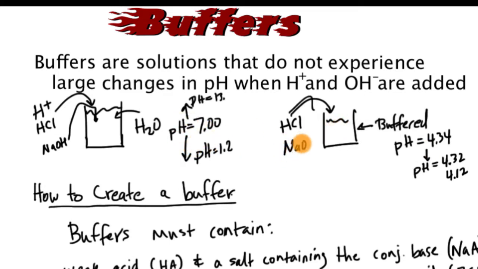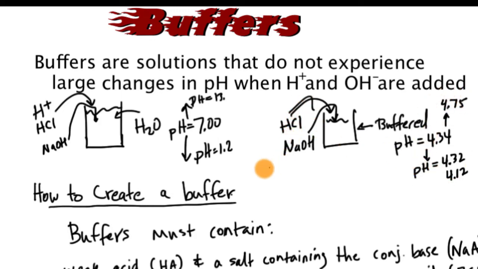And the same would happen if I added the sodium hydroxide. If I added sodium hydroxide, pH is going to go up, but it's not going to go up drastically. It's going to go up to like 4.75 or something. Okay? So that's the idea behind a buffered solution. It keeps the pH roughly the same value without changing it drastically.